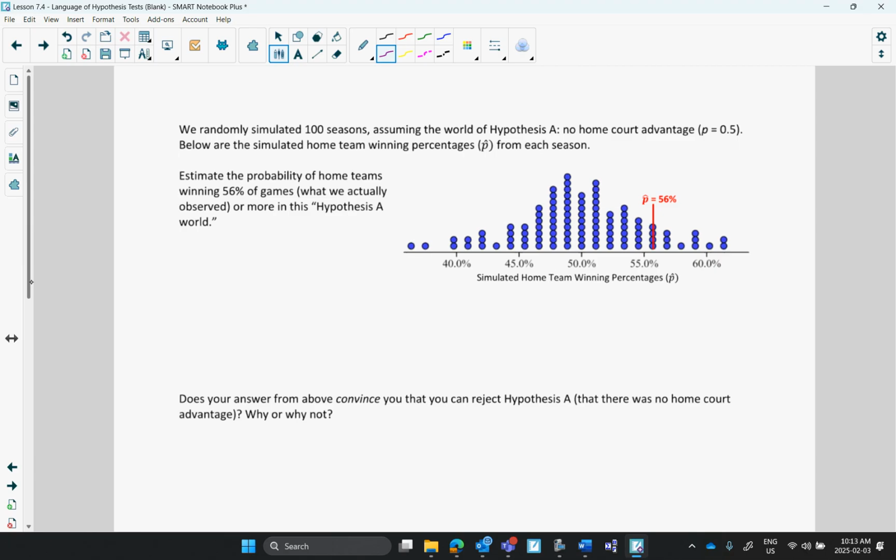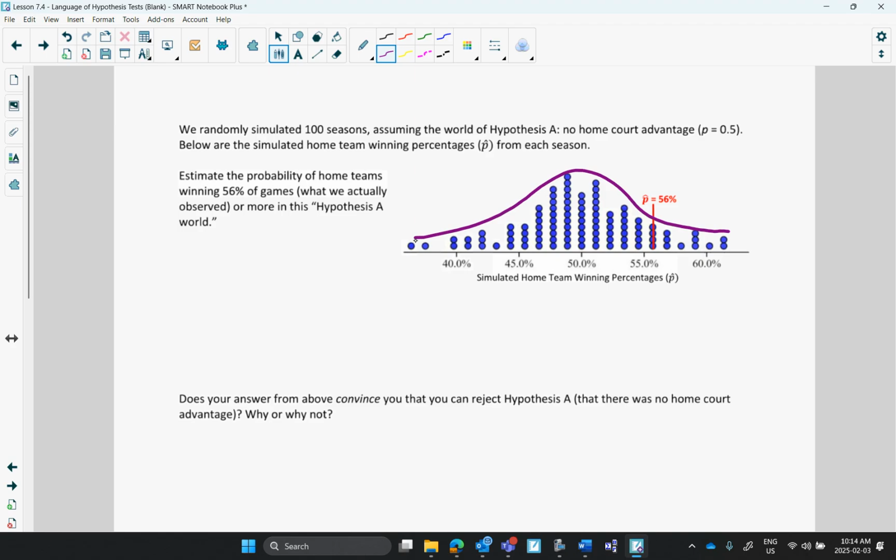So what was done, as often is done, there was a simulation performed of 100 seasons, assuming that the home team won 50% of the time. So p, the true proportion, is 50%, or the assumed proportion, I should say. Then we get our sample proportion of 56%. The question is, what's the probability of this happening compared to the rest of the seasons in the simulation? You can see, once again, that when we do this, it takes a normal shape, which is going to allow us to do normal calculations, which we'll see a little bit later on. But right now, we can use the dot plot.